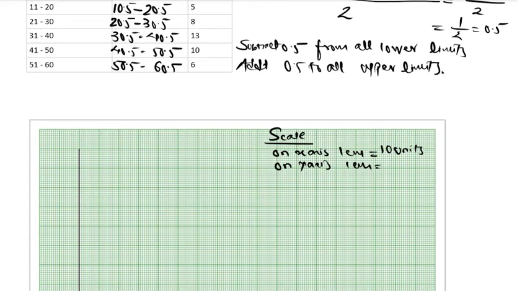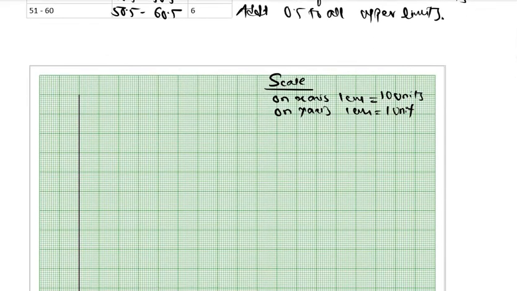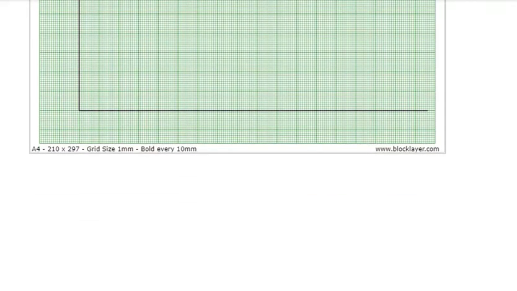Okay, on the y-axis, 1 centimeter should be equal to, now if you see here, the maximum is 13 and the minimum is 5. So 1 centimeter is equal to 1 unit is okay. You can change the scale as per the question. Okay, let me mark over here. This is your y, this is 0, this is x.